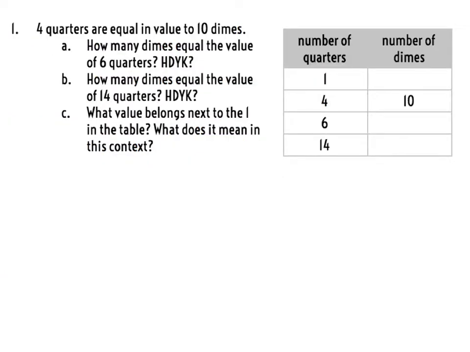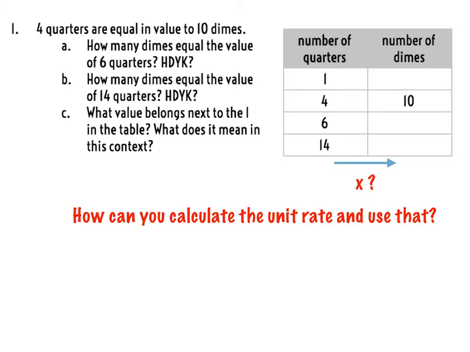Looking at our first homework problem, we have quarters and dimes. People noticed that, if I want to multiply across, again, 4 to 10 is not going to be a whole number. So what would be my constant of proportionality here? My question for you is, how can you calculate a unit rate here? And how could you use that to find your constant of proportionality? Well, how could you use that to find the rest of the values in your table?